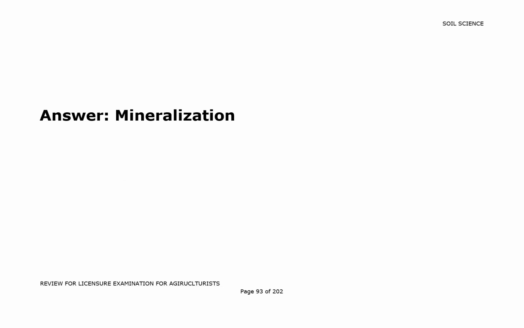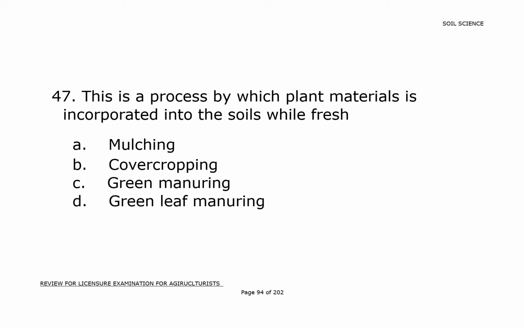The answer is mineralization. Number 47. This is a process by which plant material is incorporated into the soils while fresh. A. Mulching. B. Cover cropping. C. Green manuring. D. Green leaf manuring.